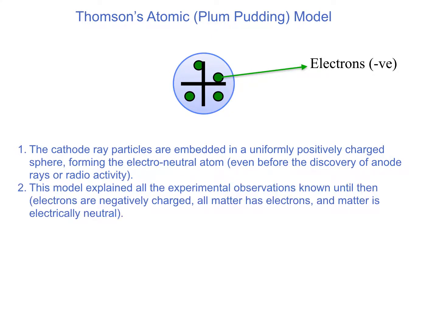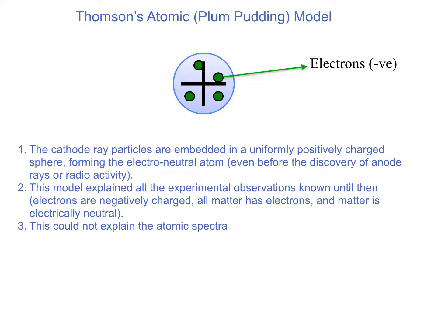Because it has positive charges and negative charges balanced exactly, it explained all the observations until then, which is basically that electrons are negatively charged, all matter has negatively charged electrons, and matter is electrically neutral. So all these three facts could be accounted for by his model.